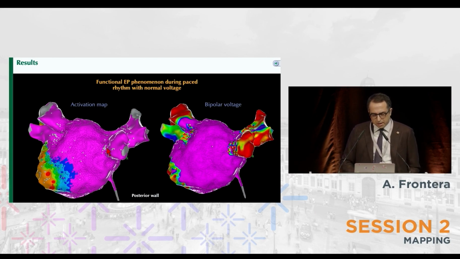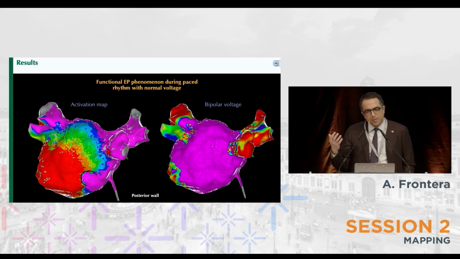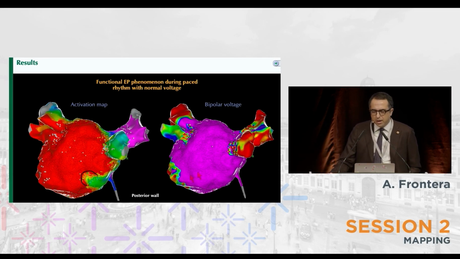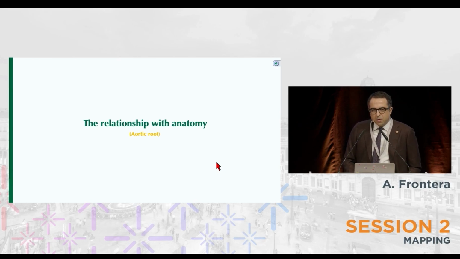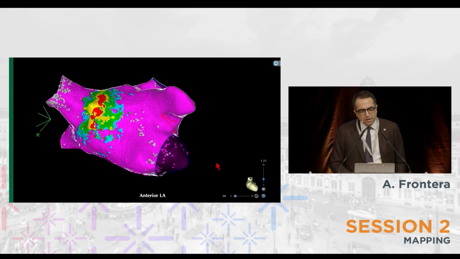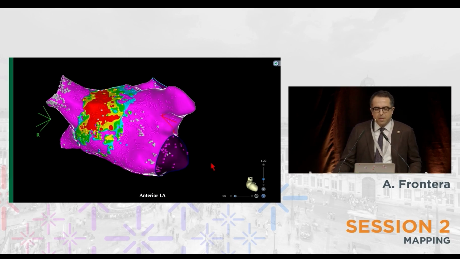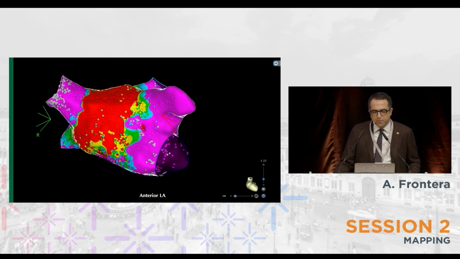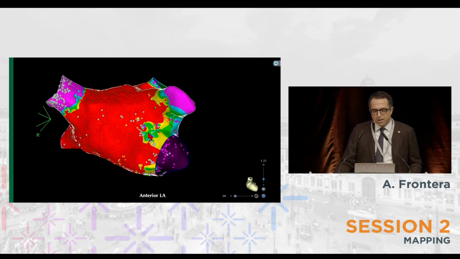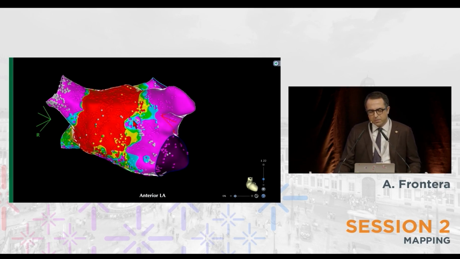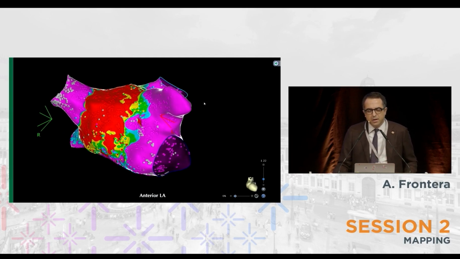You see here there is a C-shaped slow conduction area, and bipolar voltage normal. And last but not least, the relationship with anatomy. Here you see an activation map during sinus rhythm. First area of pivot and slow conduction here, second one here. So a lot of, I would say, patchy activation here.